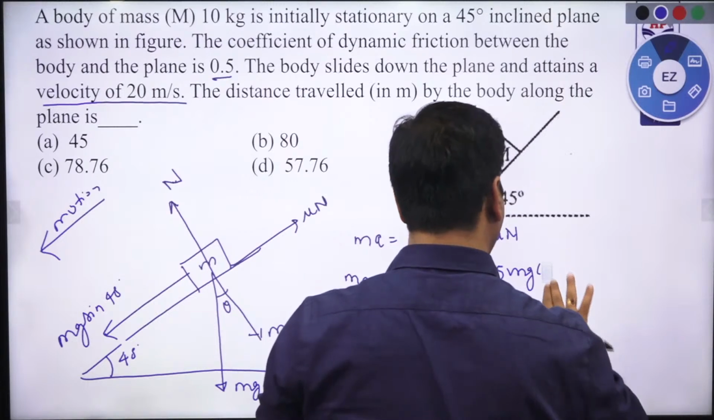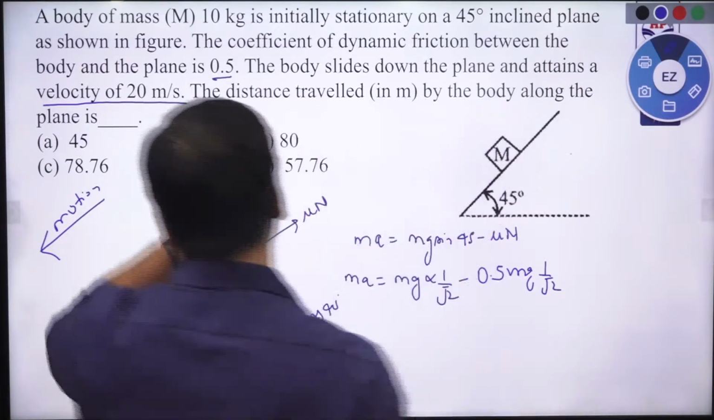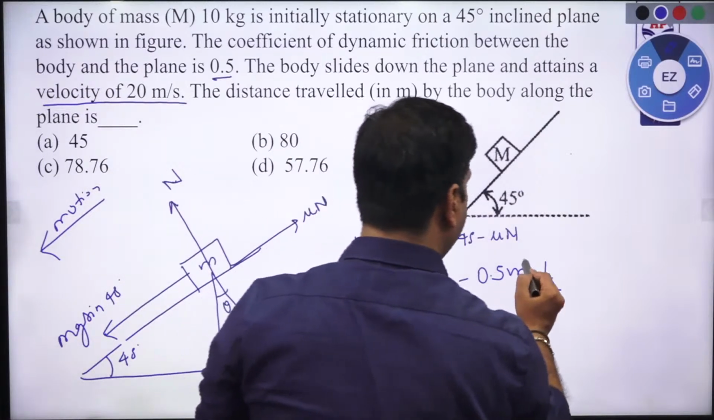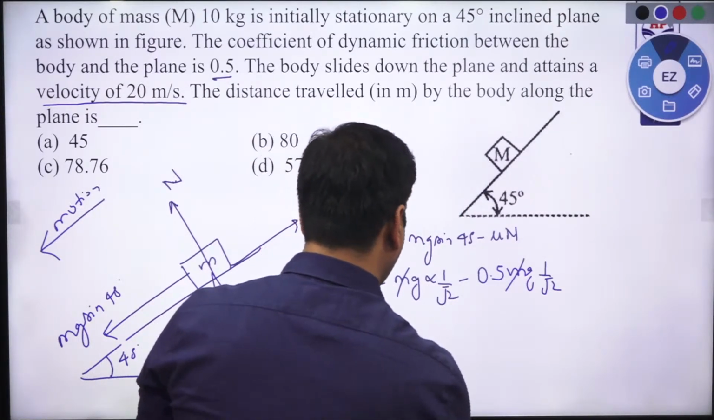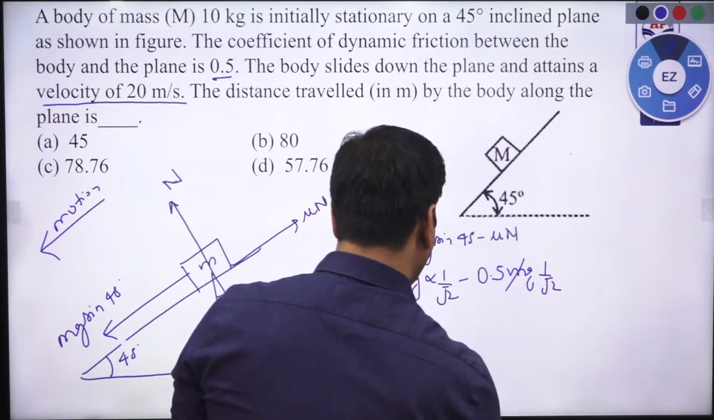Cos 45 is 1 by root 2, and the m is also given, so there is no need to take the m. So m is going to be cancelled. So the acceleration comes to be 0.5 divided by root 2.